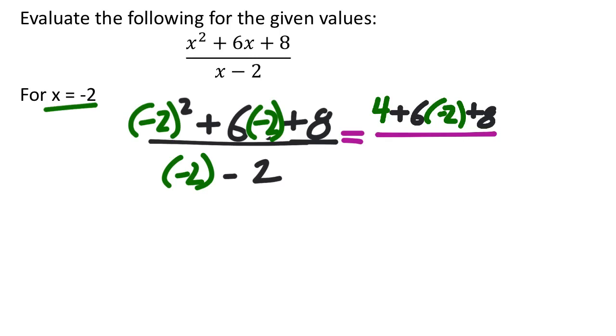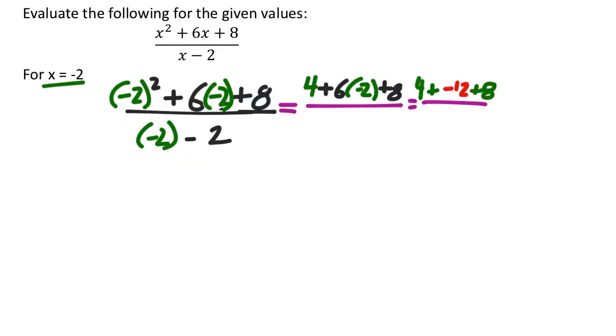Now I can move to that multiplication part. 6 times -2, which is -12. So now I've got 4 plus -12, and then plus that 8 right there. So 4 plus -12, and you can use parentheses around that if you'd like. Again, I can see that would be negative. Particularly, we'll take 12 minus 4 because they're opposite signs, which is 8.